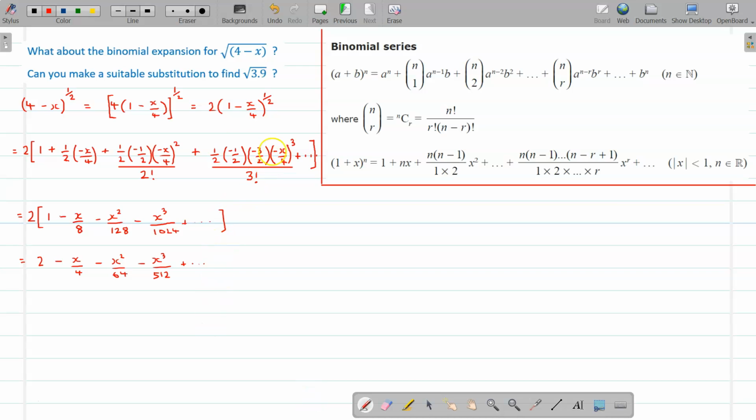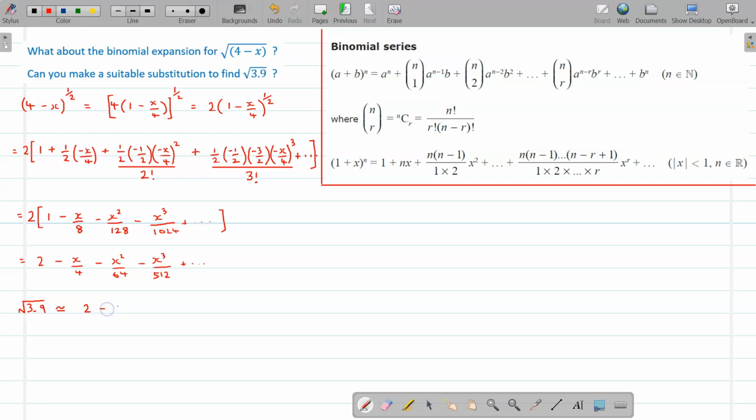Okay, so now we're going to make a suitable substitution. What I'm going to do is what we did before, and substitute x to be 0.1, because we turn the 4 then into 3.9. So I can now say that the square root of 3.9, okay, now you've got to be careful here. You can no longer say equals, because of course it's never going to be exact. It's going to be approximately equal to, because you're never going to get to the end of this series.